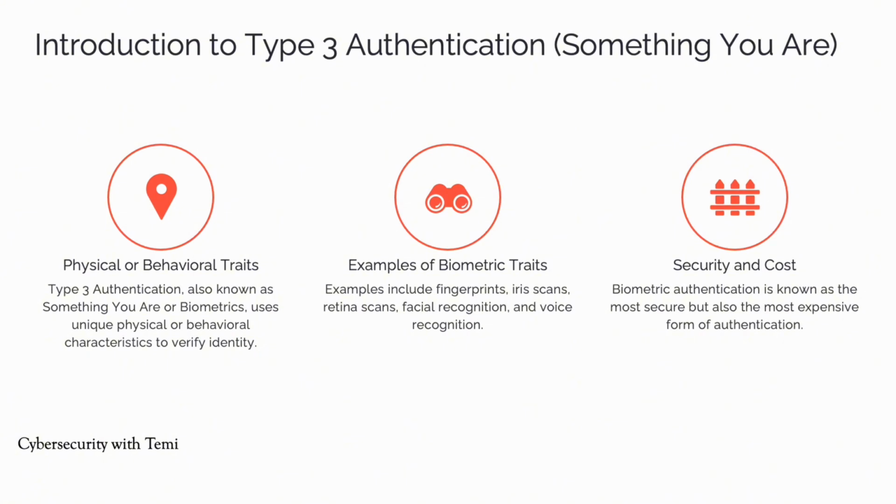So if a question comes up in the exam asking which of the following is the most secure form of authentication, it is type 3 because of these things that we have talked about. Another aspect is behavioral traits such as the way you type, the way you walk. All those things are kind of unique to us. The only downside with type 3 authentication is the cost. It is the most secure form of authentication and is also the most expensive form of authentication.